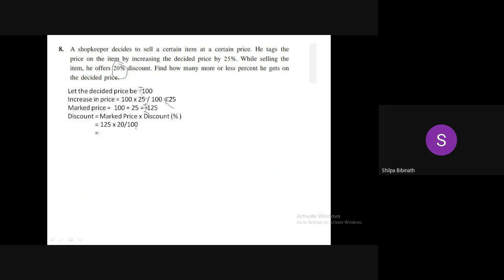What answer will you get? When you divide, you will get the answer as 25. So how much discount is he giving? 25 rupees discount he is giving. Now, what will be the selling price then? How will you calculate selling price? Selling price is equal to marked price minus discount.